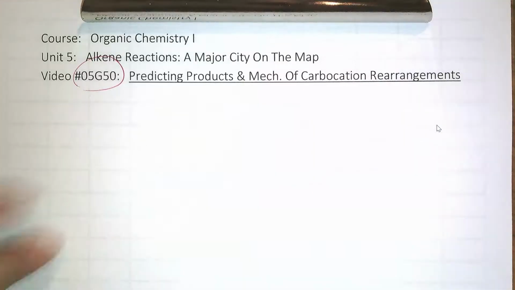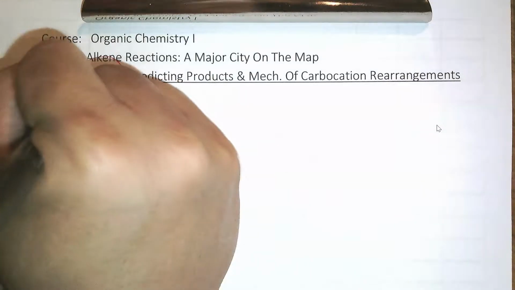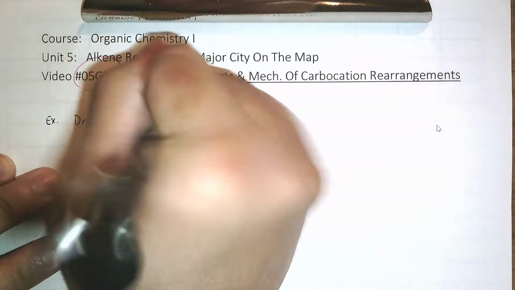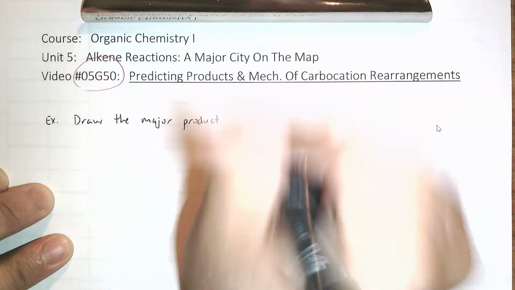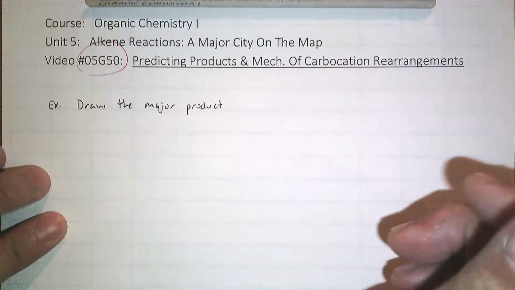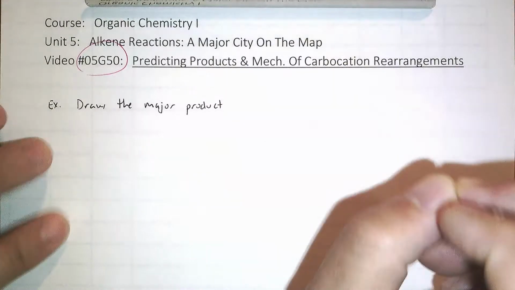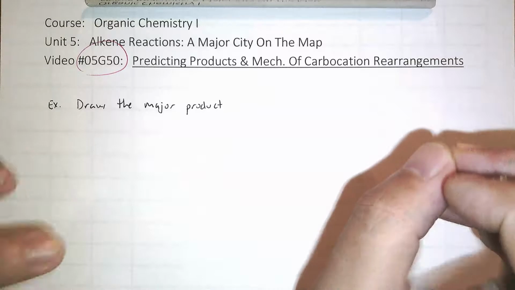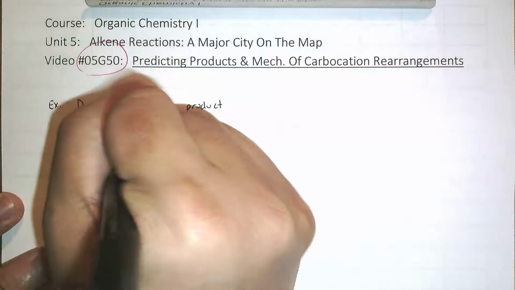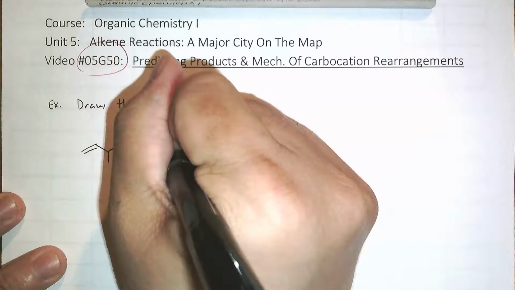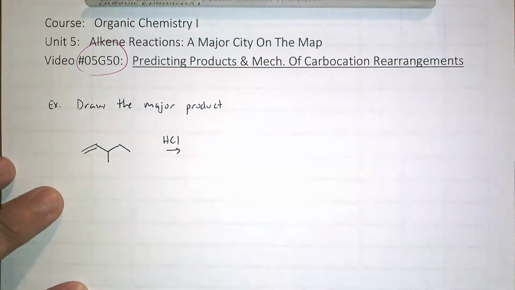For instance, what if the problem was draw the major product? This is an example. Draw the major product. If you're doing a hydrohalogenation or an acid catalyzed hydration, the major product will often come from the most stable carbocation formed. And if I give you this alkene and react it with HCl, if you're having trouble copying or keeping up, go ahead and pause the video.